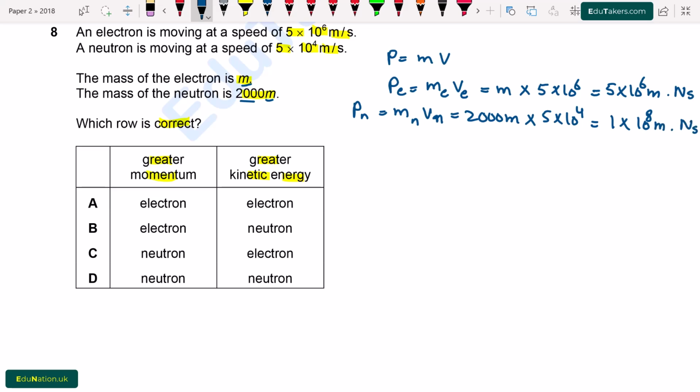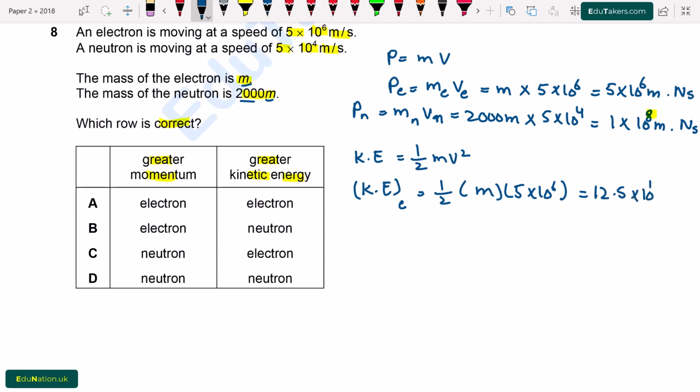Next we have to find out the kinetic energy. We know that kinetic energy is equal to half m v square. So the kinetic energy of the electron will be half, mass of electron is m, multiplied by v square. Here will be 5 into 10 to the power 6. So kinetic energy will be equal to 12.5 multiplied by 10 to the power 12 m and unit is joule.